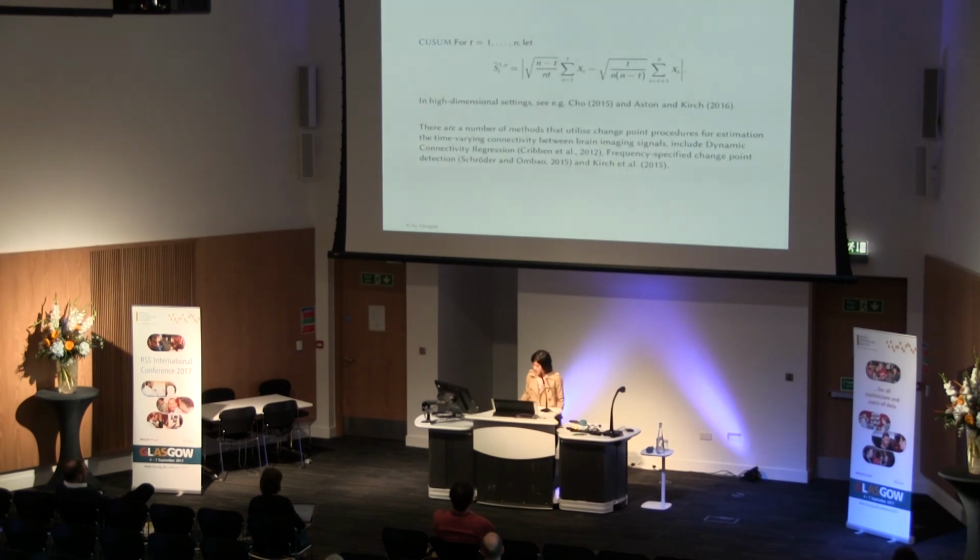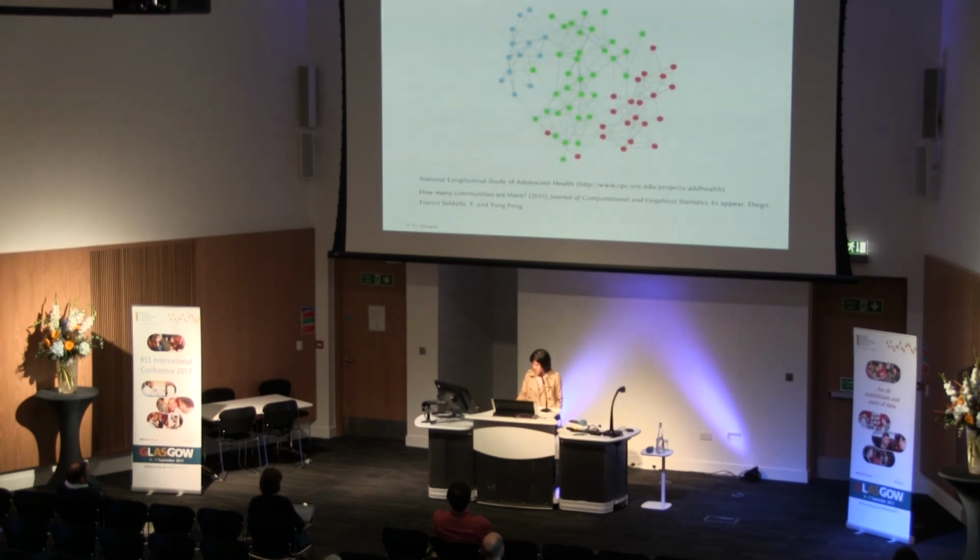The second key component is community detection. For instance, here is real data, the high school friendship data. Each node is a student, and if two students are connected by an edge, it means at least one of them claims they are friends. I omitted the direction here: if I say I'm your friend, no matter how you think, you are my friend. So this is the network.